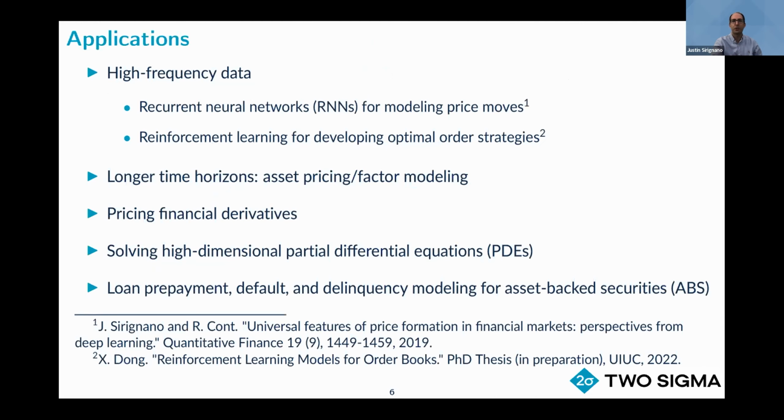We will explore two examples of machine learning models of high-frequency data. In the first, we will develop and evaluate recurrent neural networks for modeling price moves. The second example uses reinforcement learning to determine optimal order strategies.